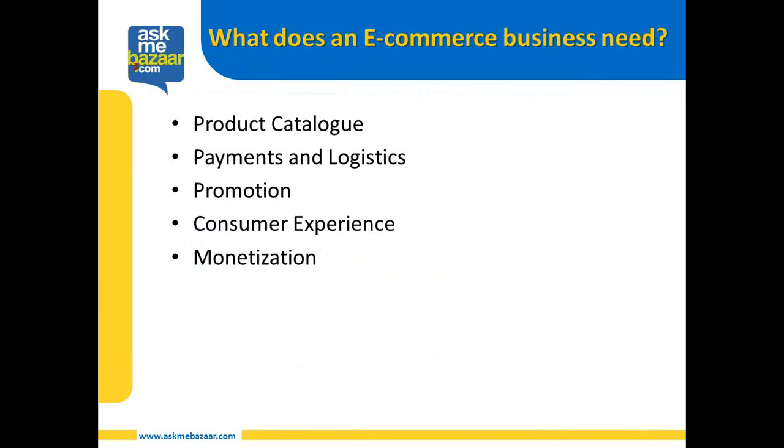For example, if someone wants to start a baby care portal, he would need the list of baby care products. It could be diapers, it could be baby lotion, it could be baby clothes. There are so many other things. So he would need the list of all those products plus the prices and who are the sellers who are selling these products.